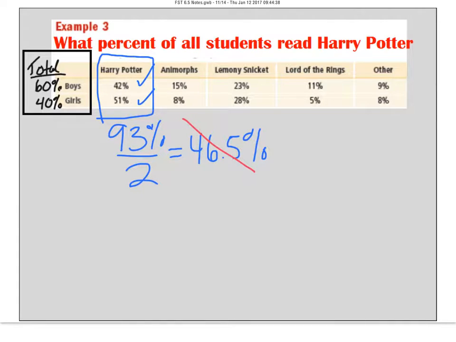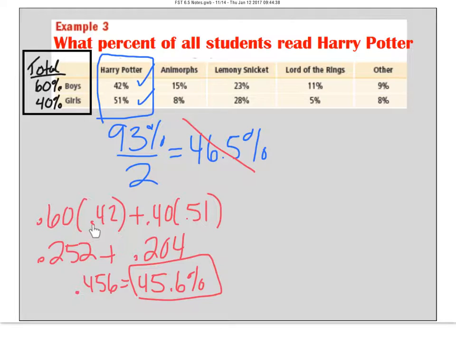One way you can do it is just kind of read it. And realize that the boys make up 60% of the 42%, and the girls make up 40% of the 51%. Remember in math, the word of needs to multiply. So what you can do is do 60% times 42 and take 40% times 51, and then you add up those two values. When you do that, here's what you get.